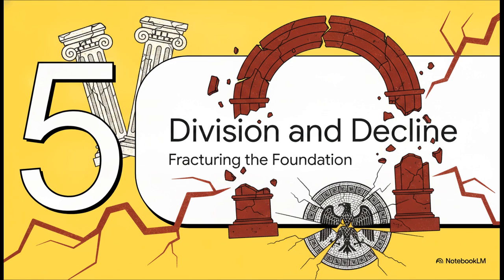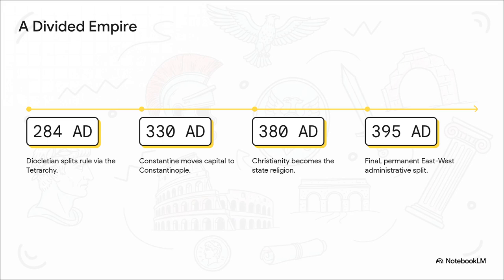Section 5. Division and decline, fracturing the foundation. You can clearly trace how the center of gravity inexorably shifted east. In 284 AD, Diocletian finally admits the empire is just too massive for one guy, so he splits it into 4 regions, the Tetrarchy. Then, in 330 AD, Constantine does the unthinkable and moves the primary capital out of Rome entirely, establishing Constantinople. By 380 AD, Nicene Christianity becomes the state religion. And finally, in 395 AD, the empire hits a permanent, irreversible administrative split between East and West.